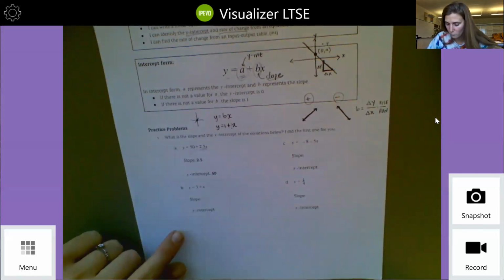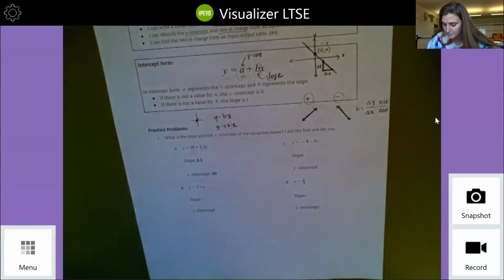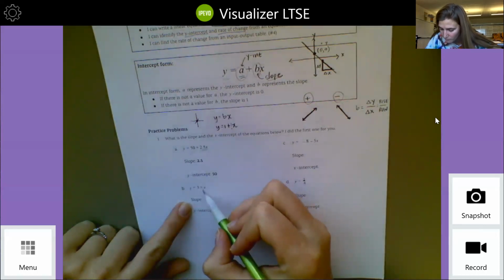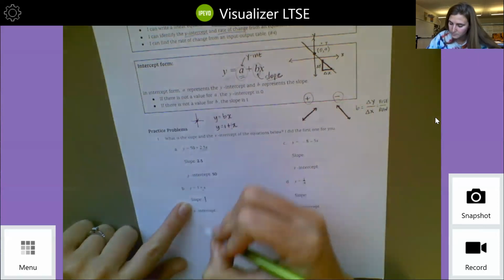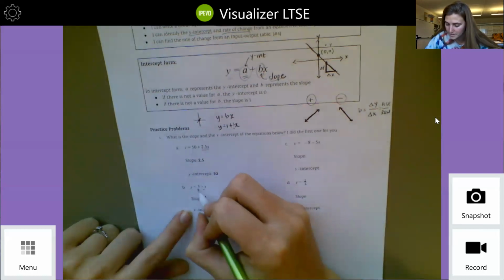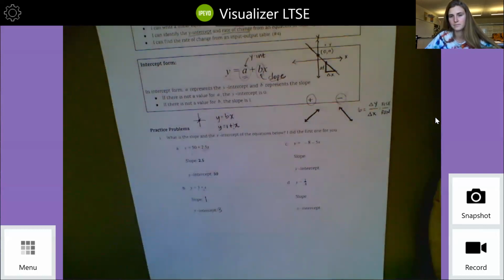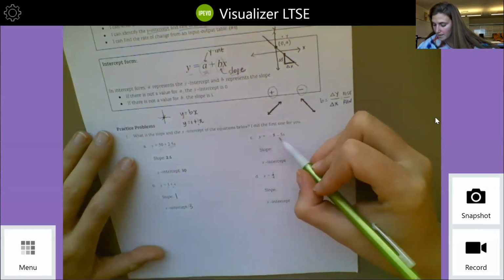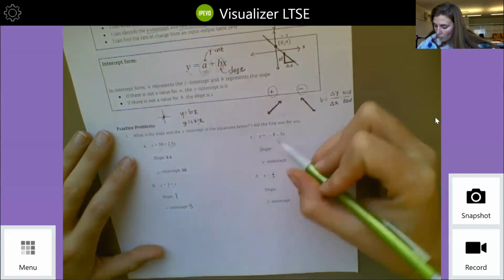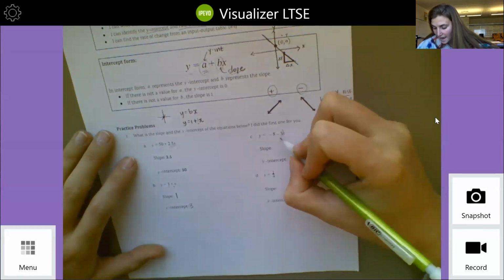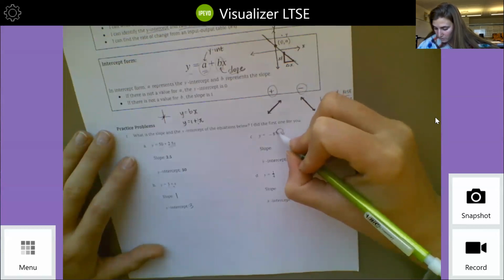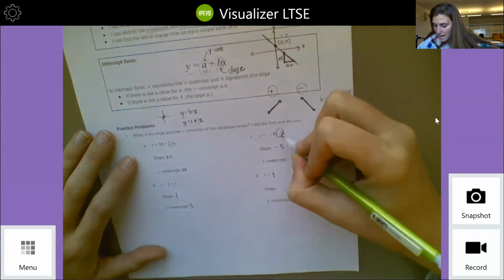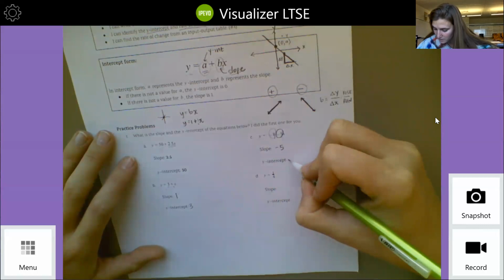Now for b, y equals 3 plus x. So our slope, as you remember, if there's not a coefficient of x, then the slope is just 1. And then our y-intercept is this constant number, which is 3. For letter C, we have y equals -8 minus 5x. Our slope is the coefficient of x, and it's not just the 5. We include that negative as well, that subtraction sign. So the slope will be -5. And then our y-intercept, again, is just that constant number, which is -8.